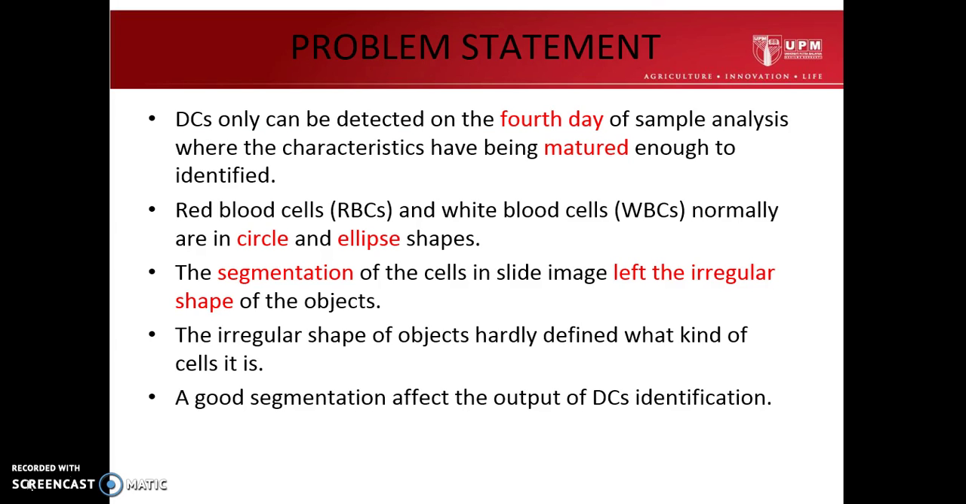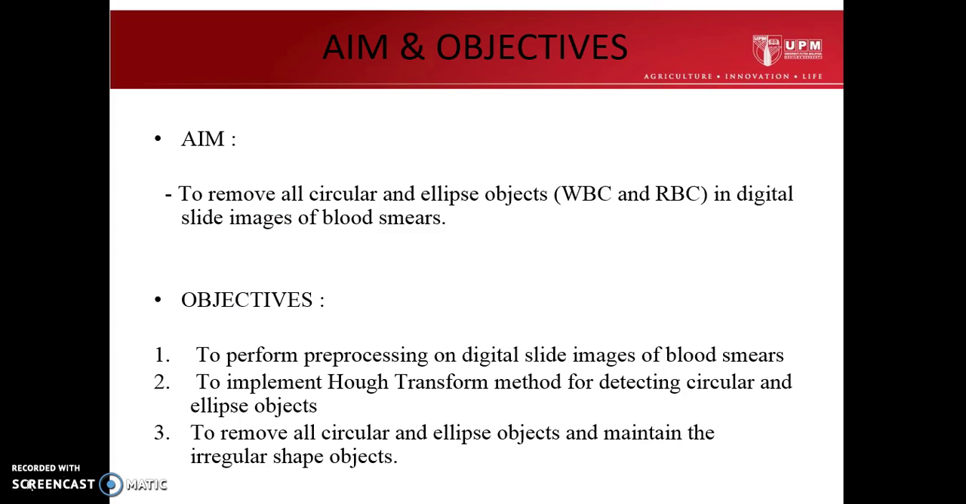As for the problem statement of this project, there are a few things to be highlighted. First, the dendritic cell can only be detected on the fourth day of sample analysis, when the characteristics have matched enough to be identified. RBC and WBC are normally circle and ellipse shaped, so segmentation of cells in the slide image leaves the irregular shaped objects, and the irregular shape hardly defines what kind of cell it is. So, a good segmentation affects the output of dendritic cell identification.